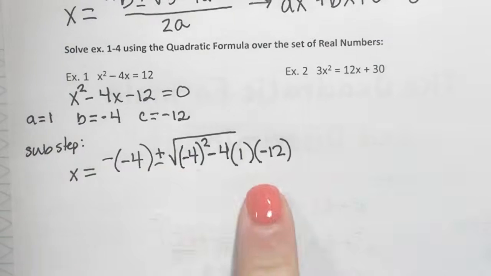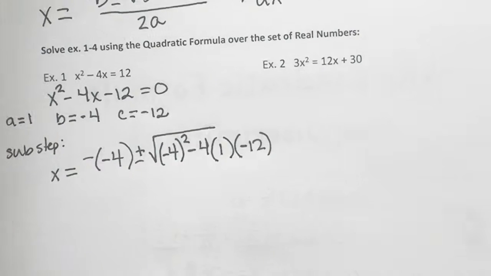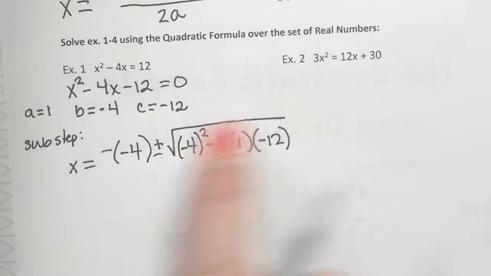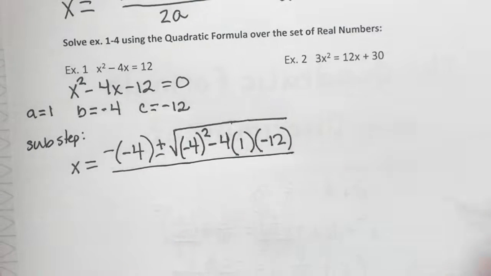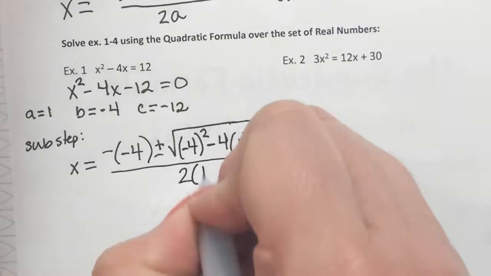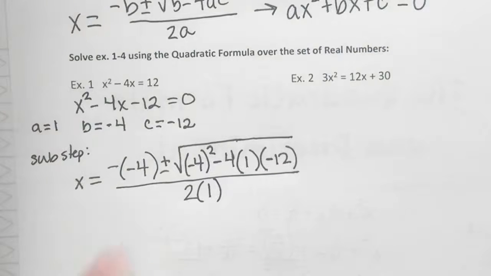Okay, now notice when I did this, my square root wasn't long enough. So I got to fix that. You have to make sure your square root goes over your whole expression, or it's not technically right, right? Okay, all over 2a, so 2 times 1. Okay, that's your substitution step.